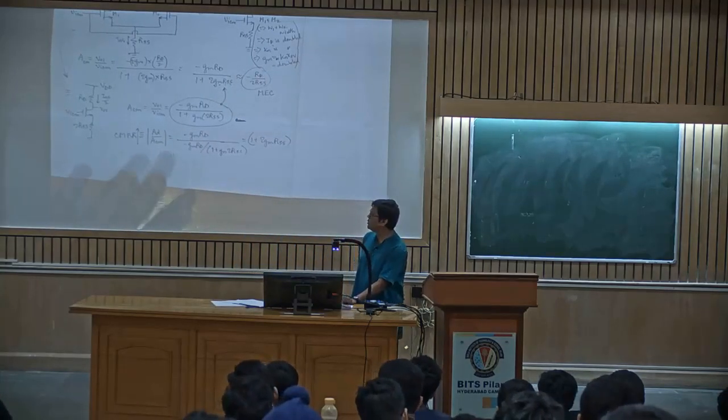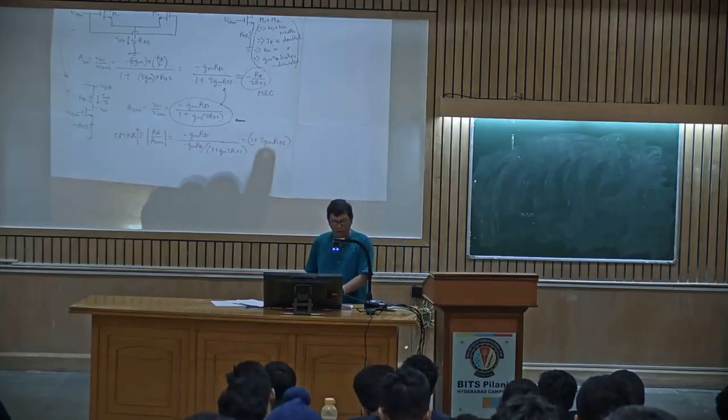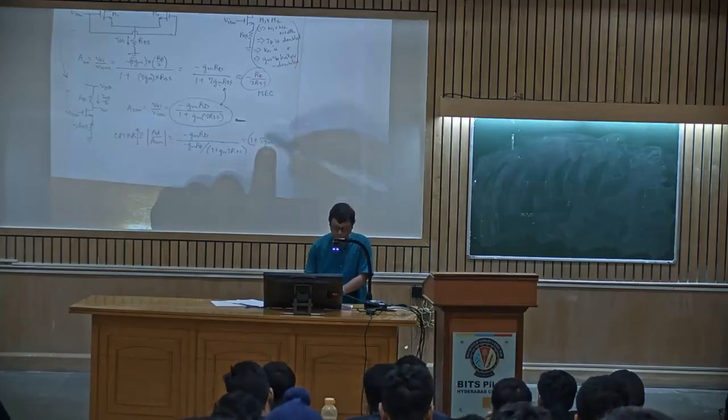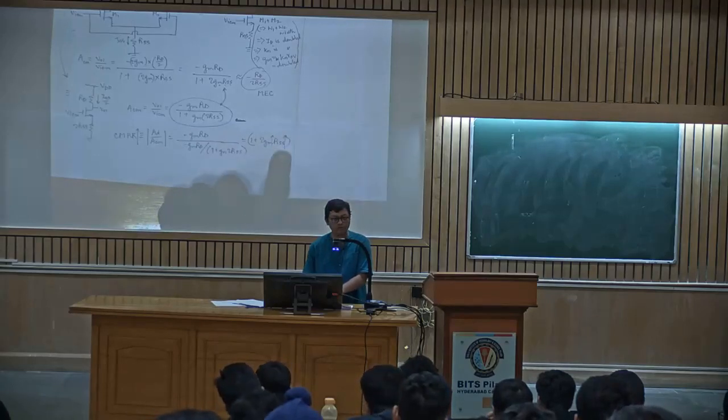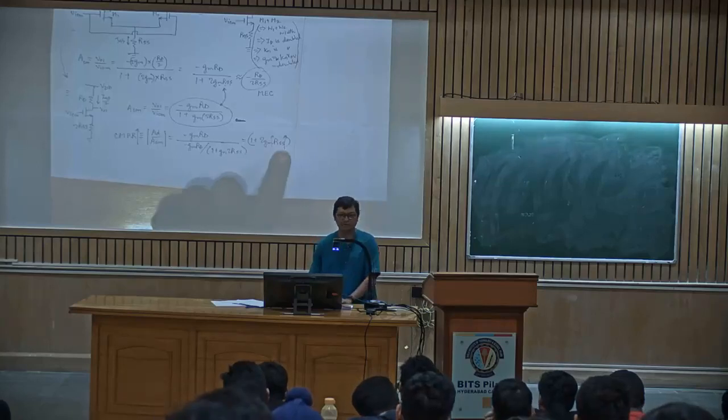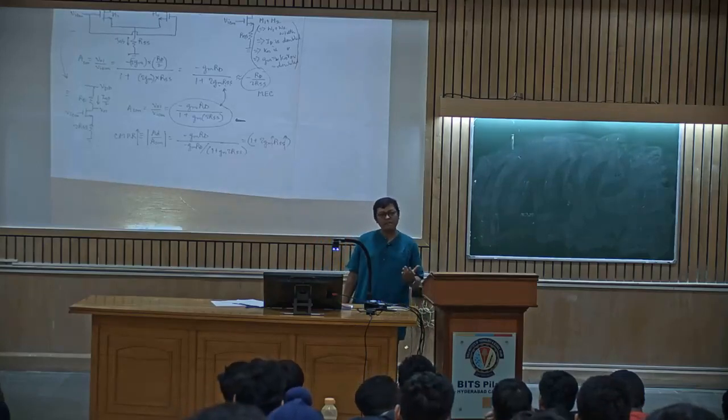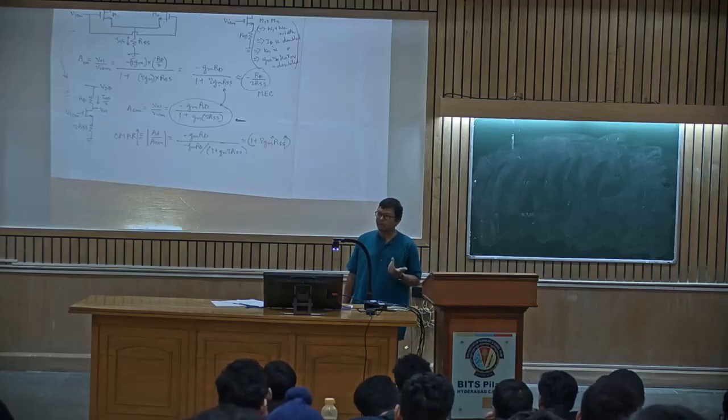How can you increase CMRR? One way, you can increase GM. Other way, you can increase RSS. Only way you can increase RSS is by making it what? An ideal current source. RSS will be an ideal current source, it will become infinity.